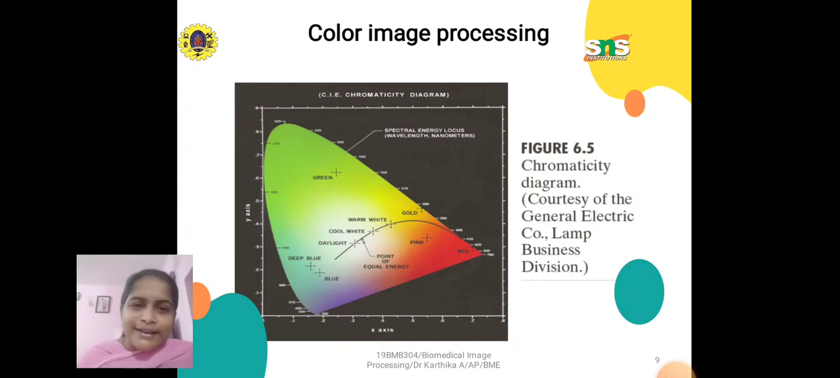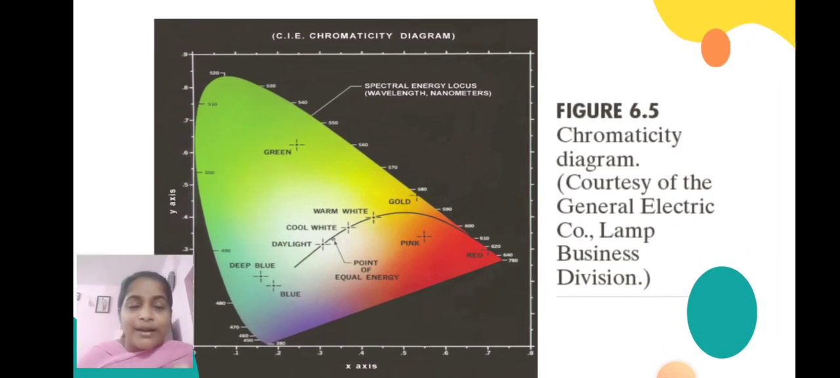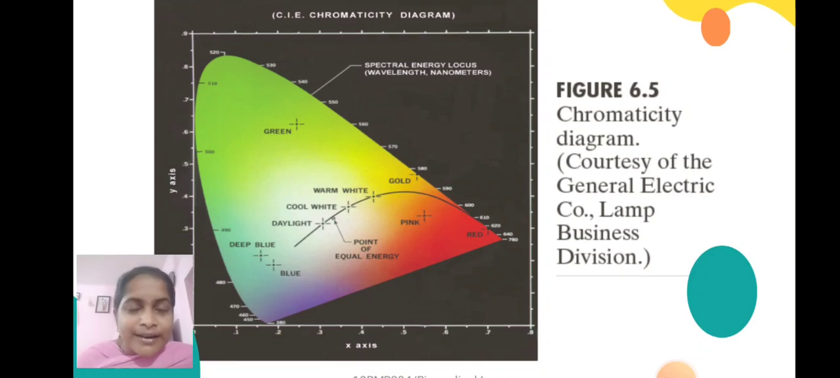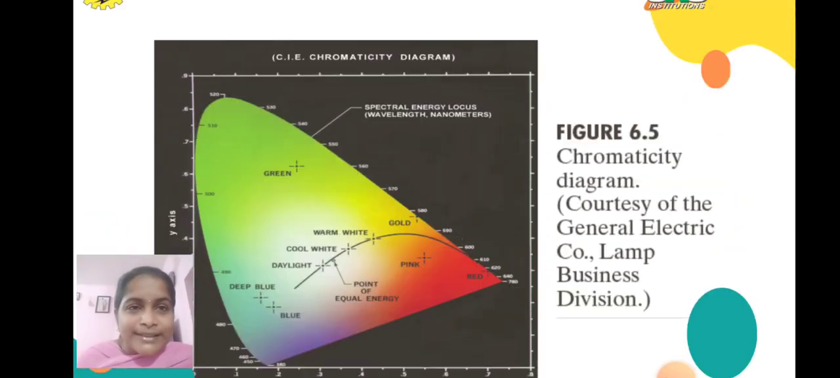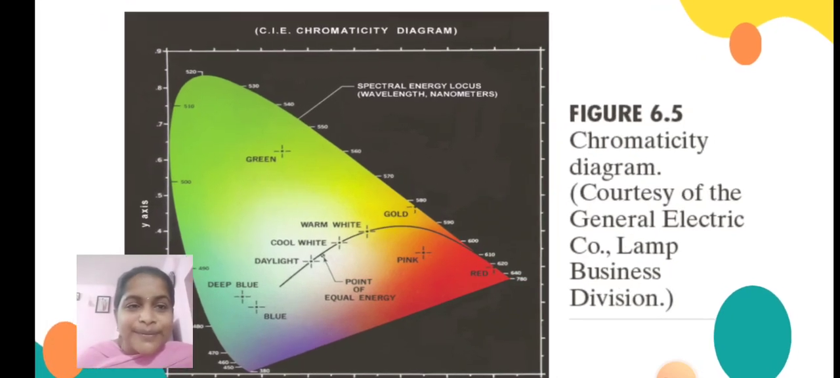Okay, next one is color image processing. Actually, image processing includes gray level transformation as well as color image processing. This diagram is called a chromaticity diagram. This shows the spectral energy locus, wavelength in nanometers. See here, the x-axis and y-axis represent the intensity levels of the colors. The primary colors RGB and the secondary colors CMYK are represented in this chromaticity diagram.